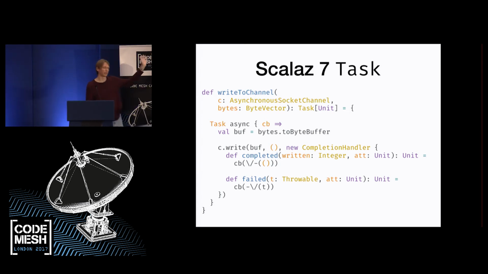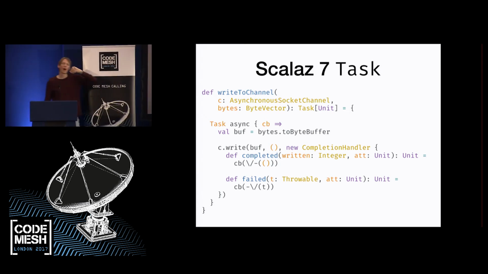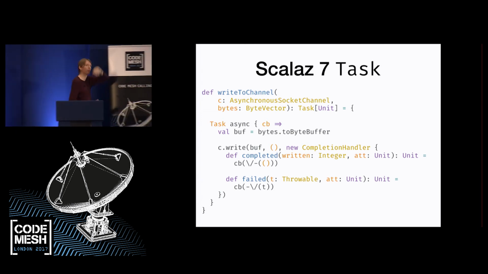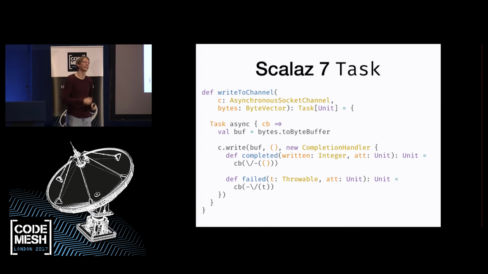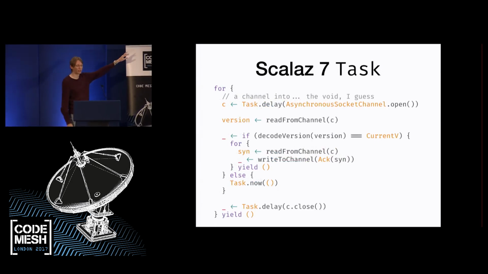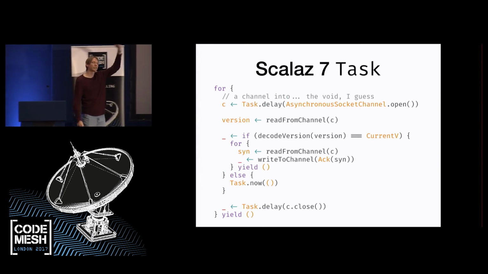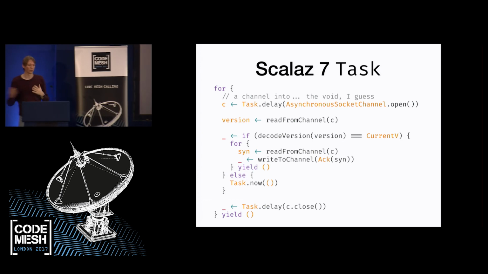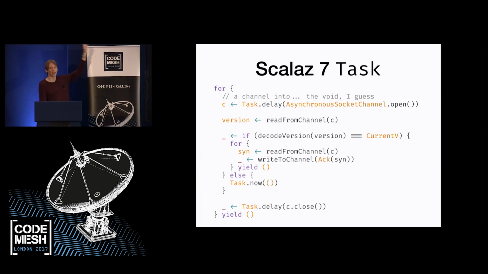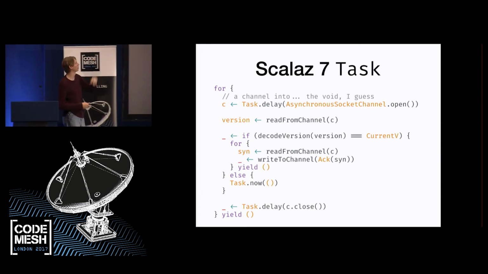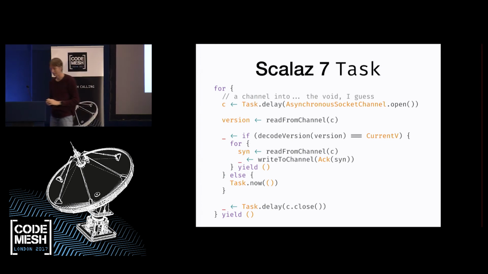This is completely asynchronous. It is not going to block any threads, but it will suspend the flow of computation until the callback is completed. And when we use these things, we call the read from channel function and the write to channel function, we can just sequence them in a for comprehension and everything is basically isolated from us. We don't see the difference between synchronous tasks, like the one at the top, and asynchronous tasks, like the reads and writes.